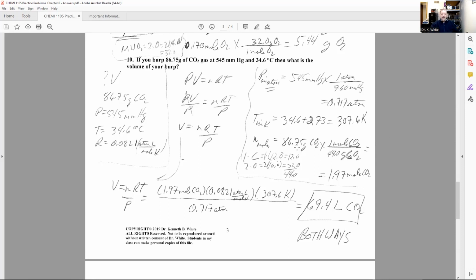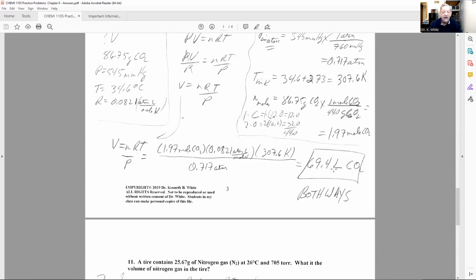And now we'll do the math. I'll get a number. This is 4 significant. The 1 mole is the exact number. This is 3. My answer here is 3. And now I have N, 1.97.